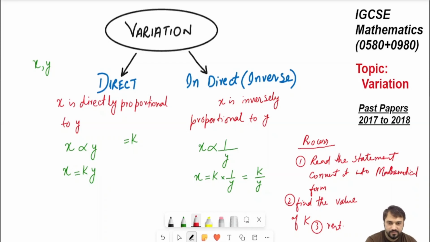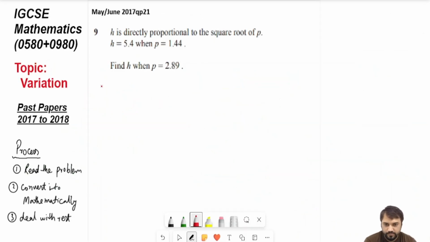Okay, let's get started. This is our first question. H is directly proportional to the square root of p. H is equal to this, p is equal to this. Find h when p is equal to 2.89. The question appeared in 2017. And first of all, we have two quantities, h and p. And we have to read the statement till here. H is directly proportional to the square root of p. Now I'm going to convert this statement into mathematical form.